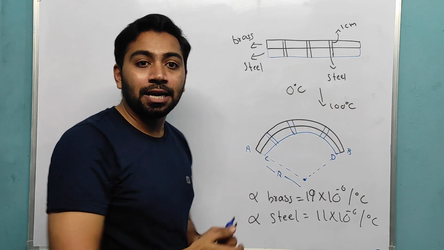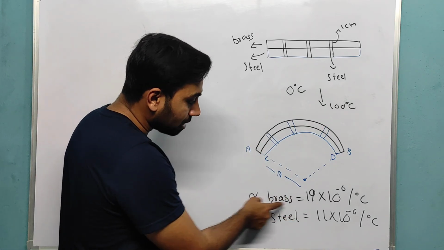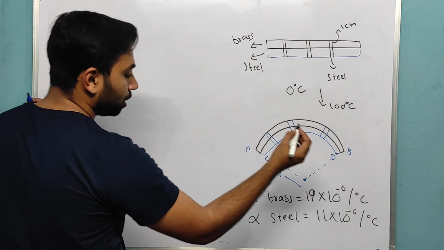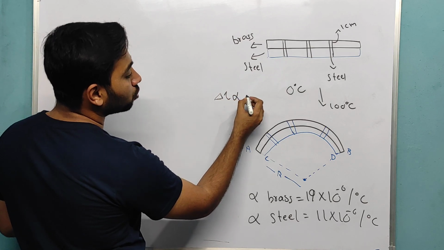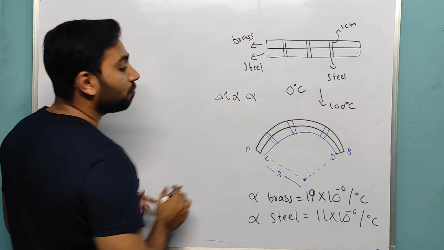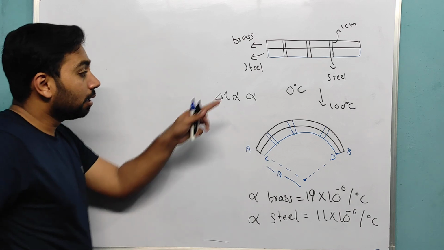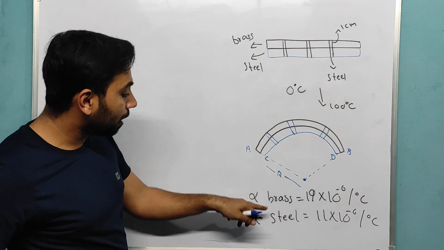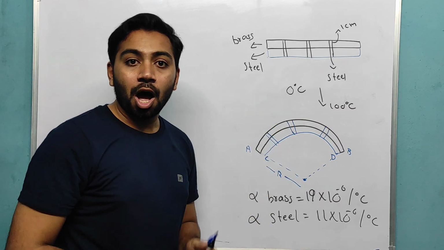Now, why is it bending? Because see these two values. Linear coefficient of brass is more than steel, which means what? Change in length is directly proportional to linear expansion alpha, right? So whose alpha is more, their expansion will be more. Here brass alpha is more compared to steel alpha, so it will bend. Now we need to find this. How to find this?